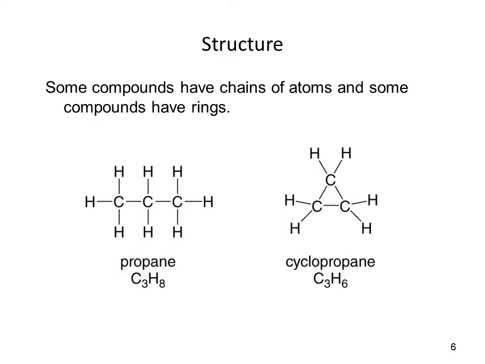Okay, when we draw these structures, sometimes we have chains of carbons, and sometimes we have rings of carbons. If you see on the left, we have a chain of carbons, and it's called propane. We'll get into nomenclature in a little bit, so you'll understand what these names mean. But the one on the left is a chain of carbons. The one on the right is cyclopropane, and you can see that the carbons are attached in a ring.